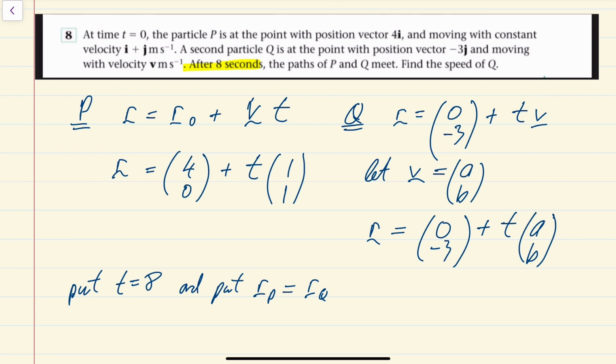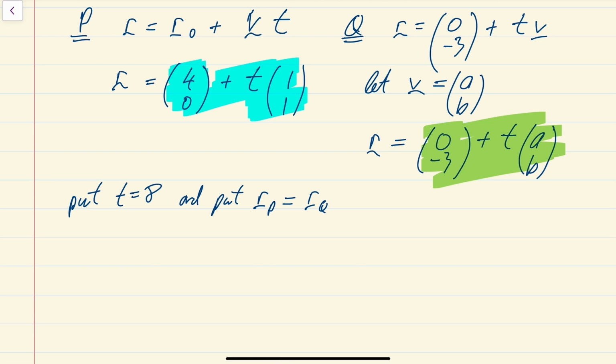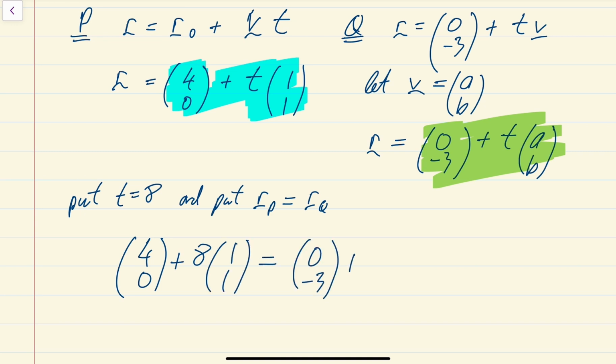So we're going to put t equals 8 into this, and t equals 8 into this, and we're going to equate these two things. So the left hand side then we're going to have 4, 0 plus 8 times 1, 1 is equal to 0, minus 3 plus 8 times ab.